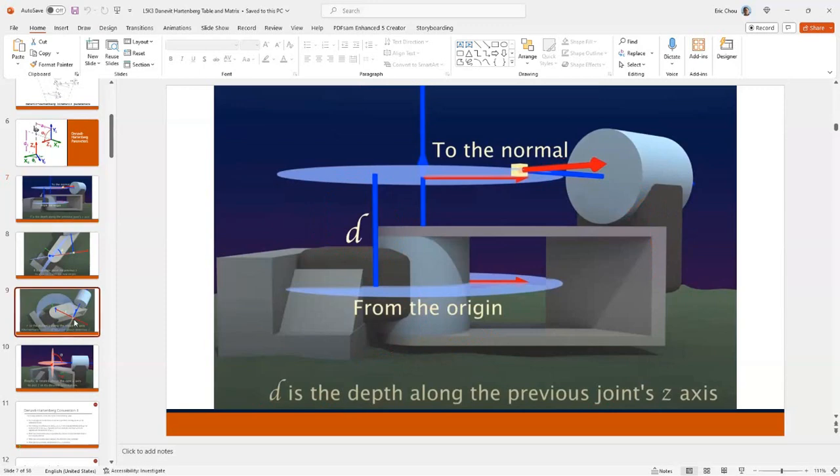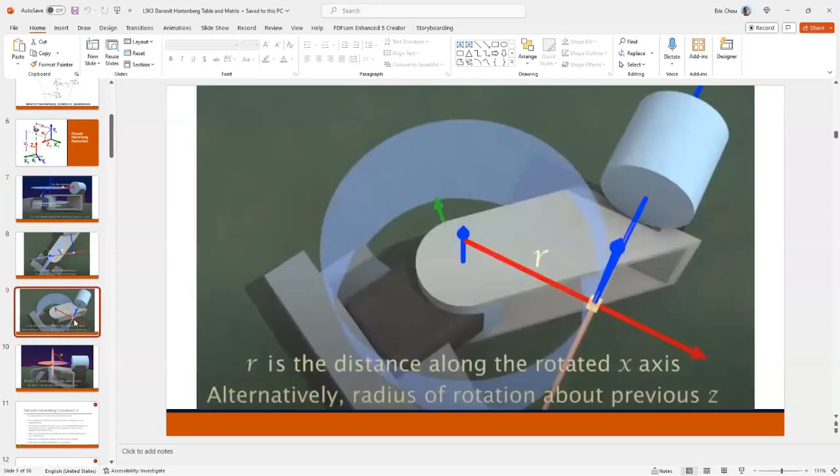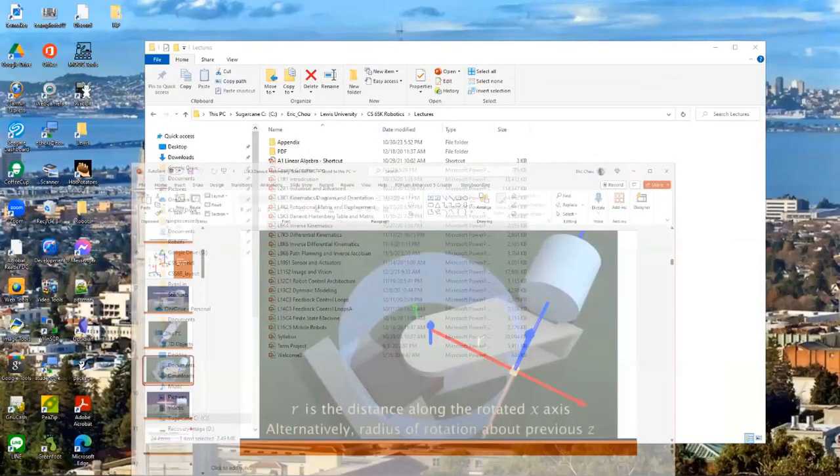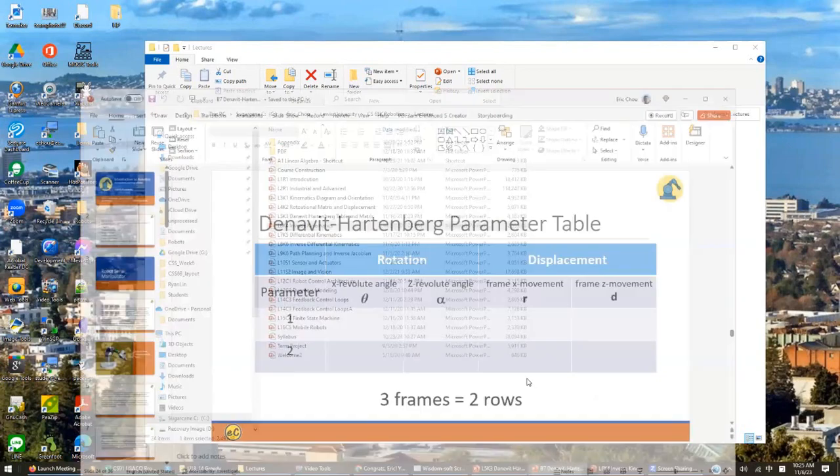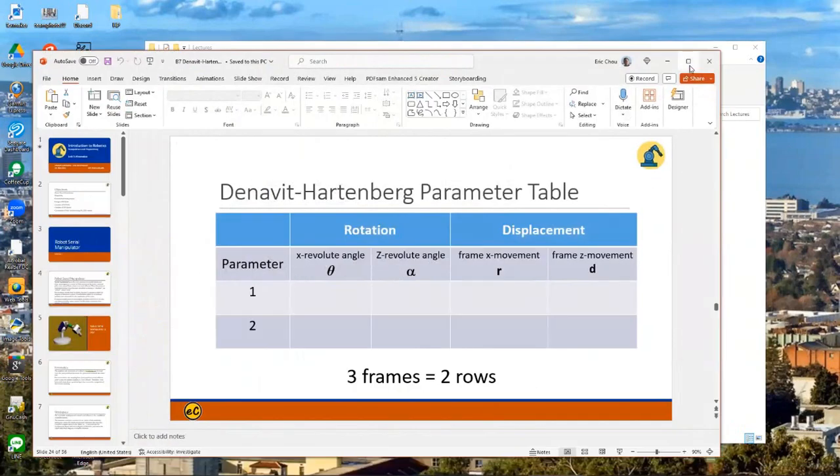So that's d, and we also have another one called r. So r is the distance along the x-axis, the radius rotating about. These are just some concepts. Let's go back to the example right here. We need to set up this table.